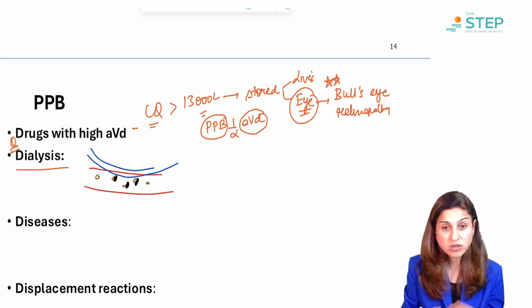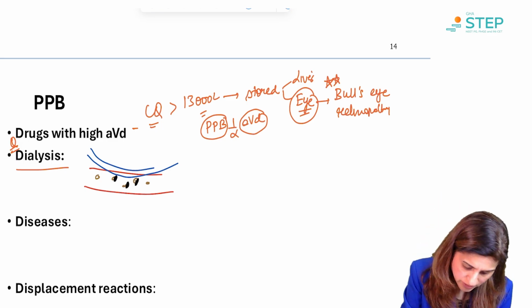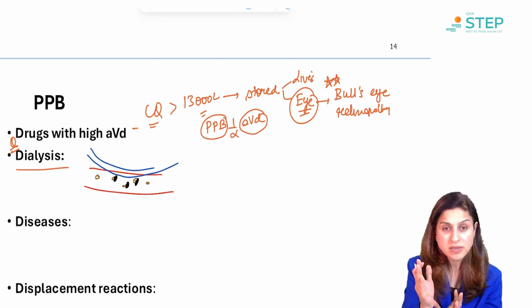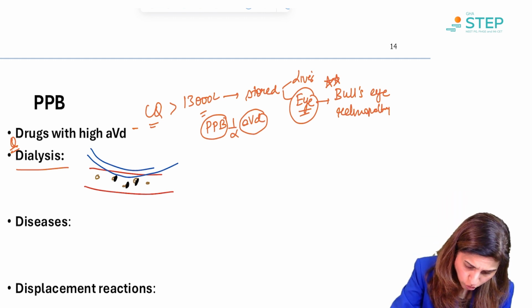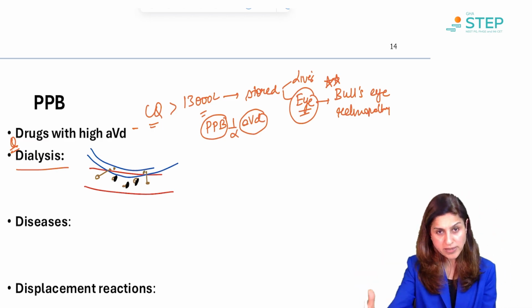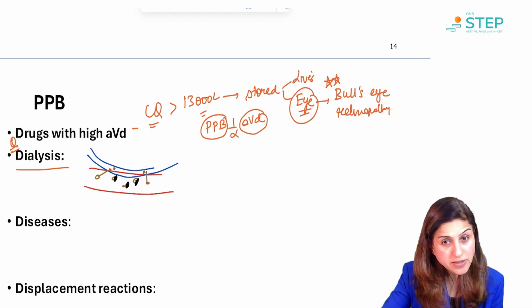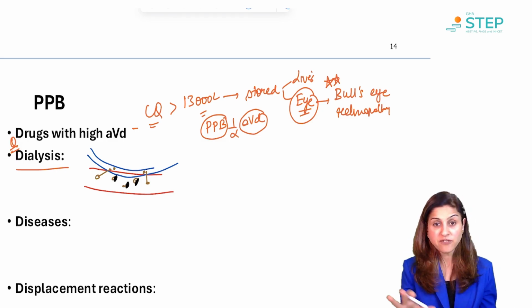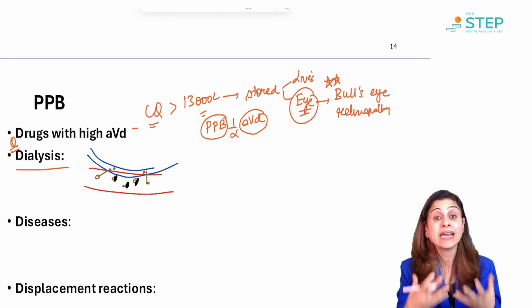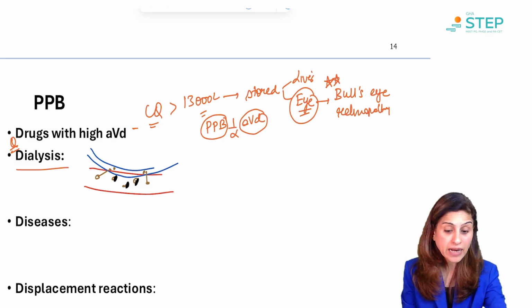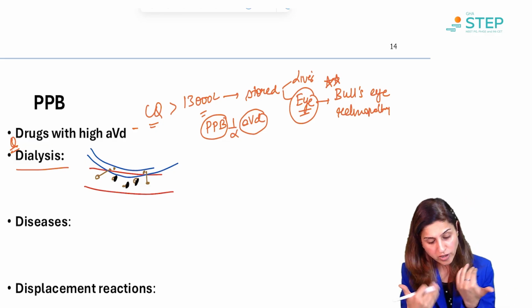So which do you think is going to be removed? The drug which is bound to the plasma protein is too big, it cannot cross through this tubing. So only the free form of the drug will be able to be removed. If there is poisoning and most of the drug is in free form, it makes sense to do dialysis. But if there is poisoning with a drug which is highly plasma protein bound, it makes no sense to do dialysis, because that drug is not going to be removed through dialysis.